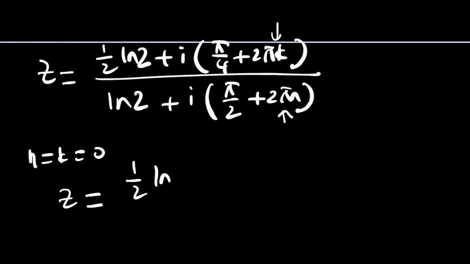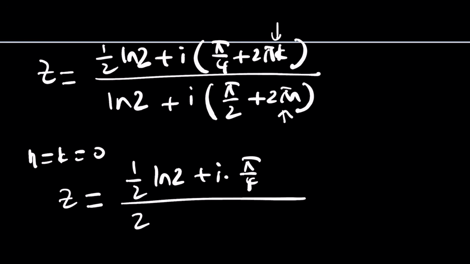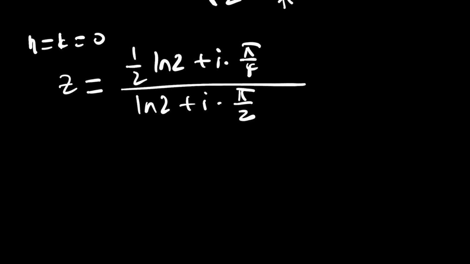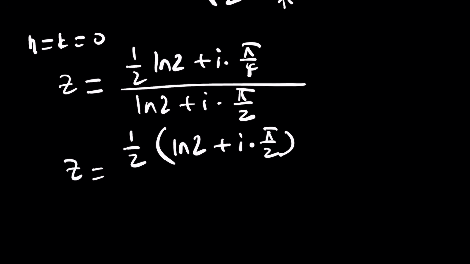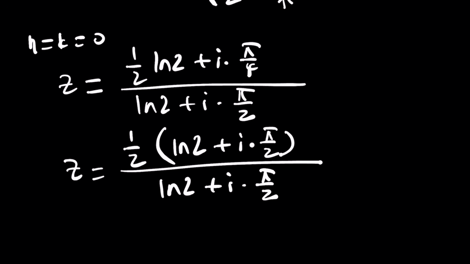1/2 ln 2 plus i times pi over 4, divided by, oops, not 2, I meant ln 2 plus i times pi over 2. And if you don't know what it is, let me show you. We can basically factor out a 1/2 here. And then inside you're going to have ln 2 plus, now think about it, what would you multiply 1/2 by to get pi over 4? Of course, the answer would be pi over 2. And in the denominator, guess what we have? The same thing, right? And since this is not 0, we can go ahead and get rid of that. So these two cancel out, leaving us with 1/2.